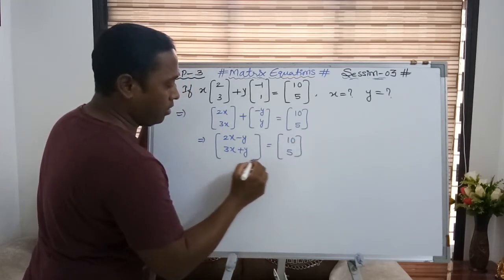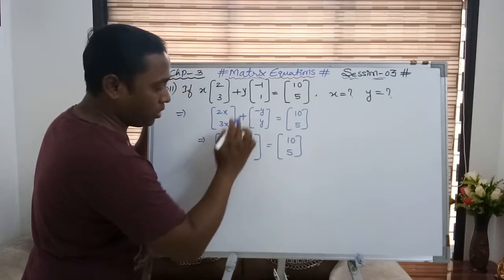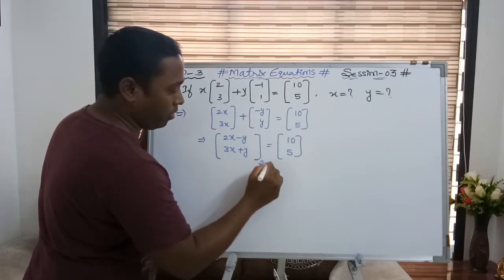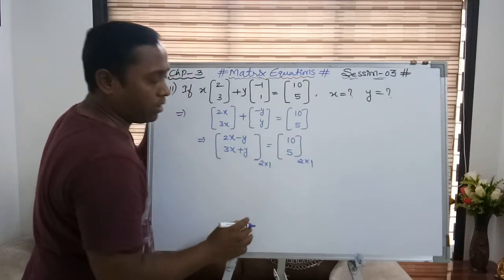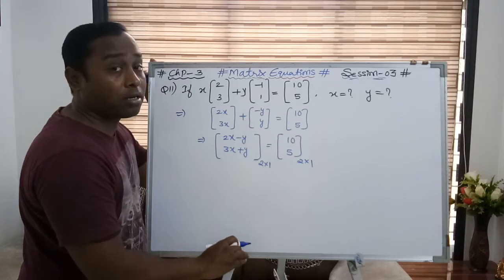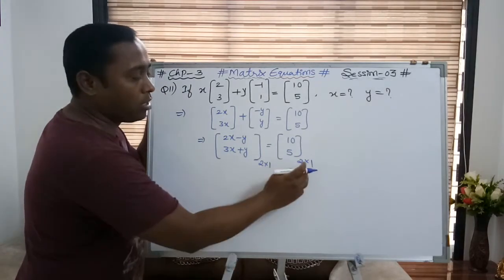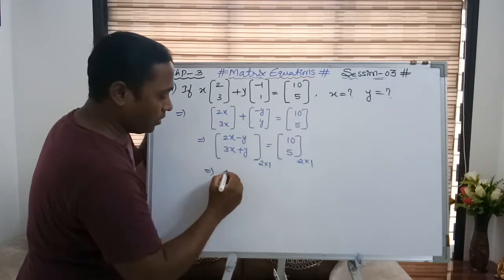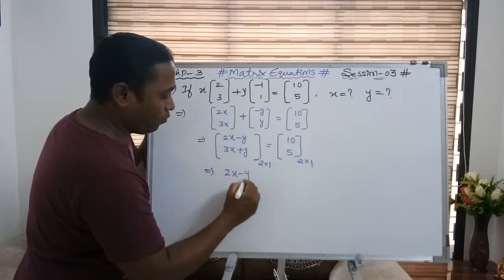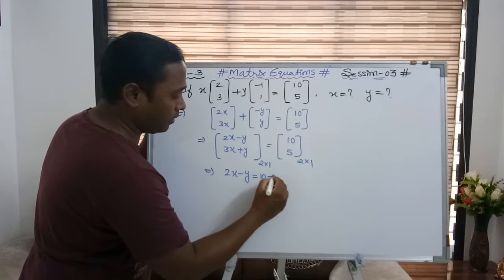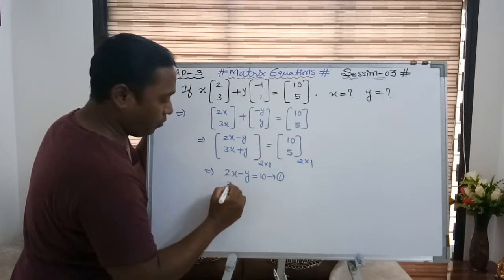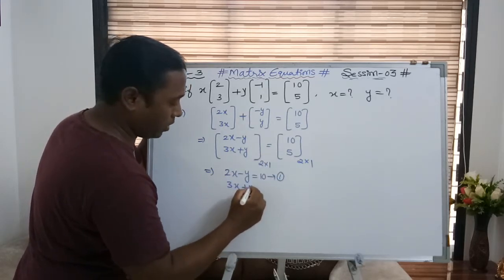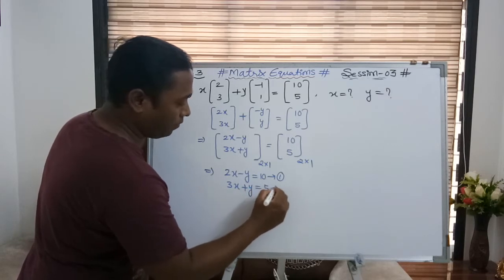What is the order here? You can see there are 2 rows and 1 column. So 2 by 1, 2 by 1. Hence these two matrices are comparable, right? Their orders are same. Hence the first element is compared with first element. So you will get one equation as this, and second equation as 2x plus 3y equal to 5.